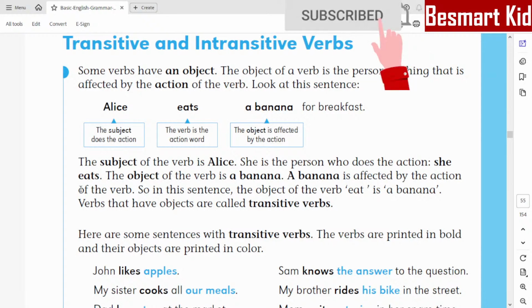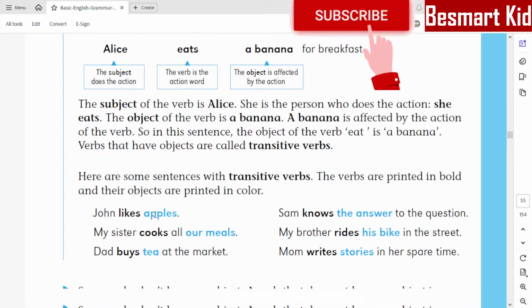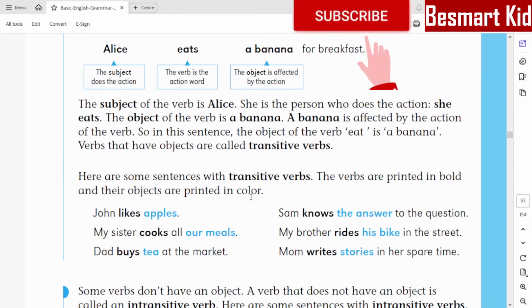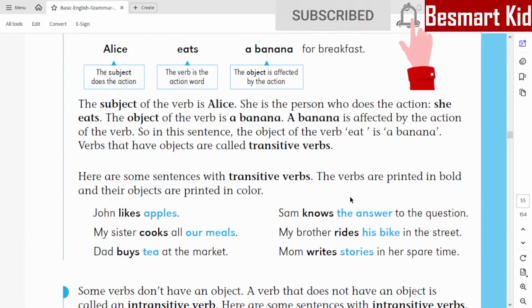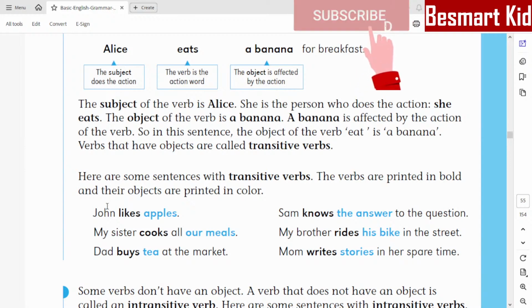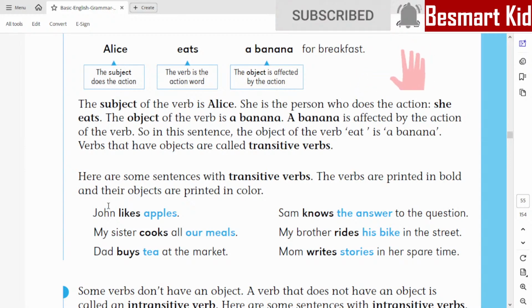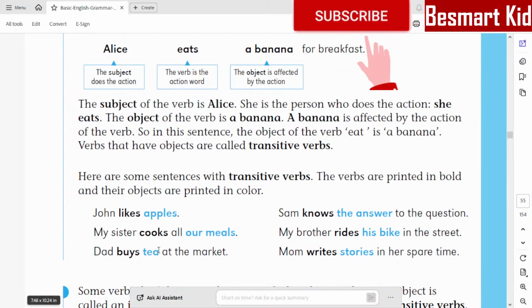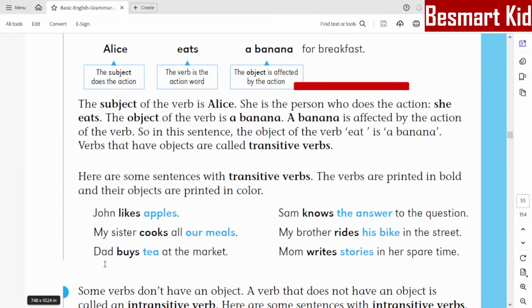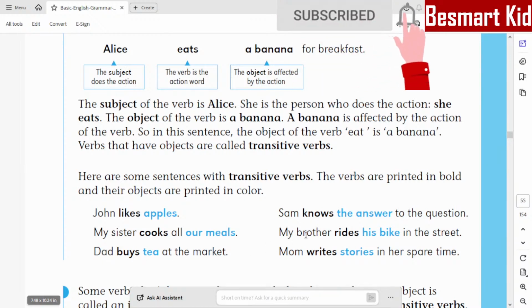Verbs that have objects are called transitive verbs. And here are some sentences with transitive verbs. The verbs are printed in bold and their objects are printed in color. John likes apples. My sister cooks all our meals. Dad buys tea at the market.